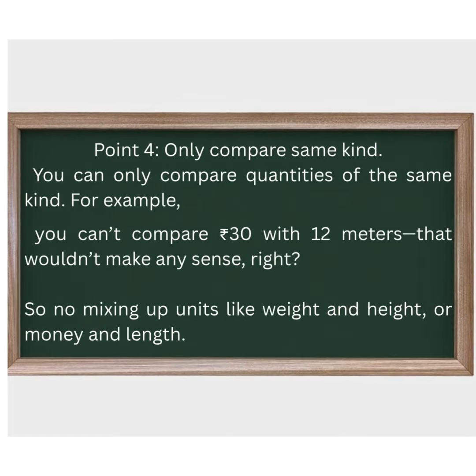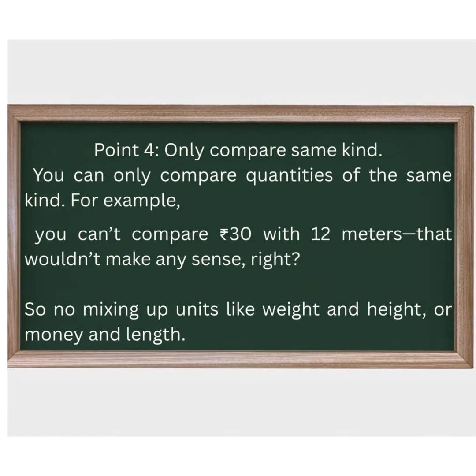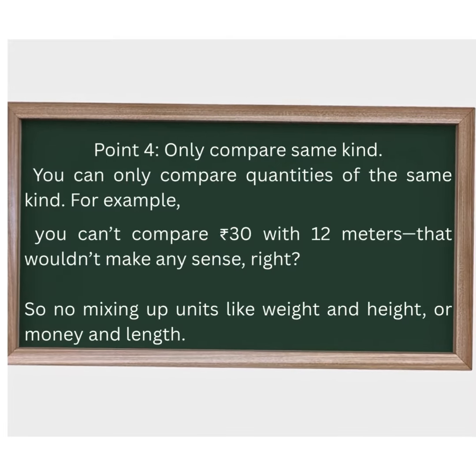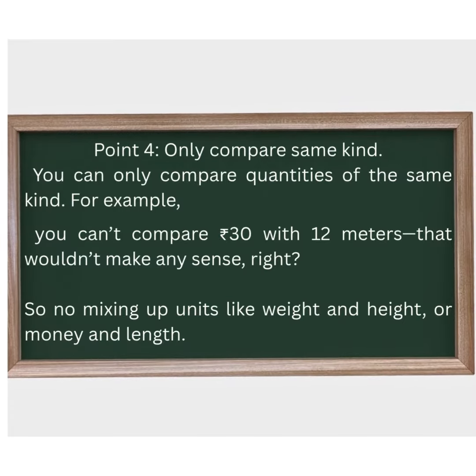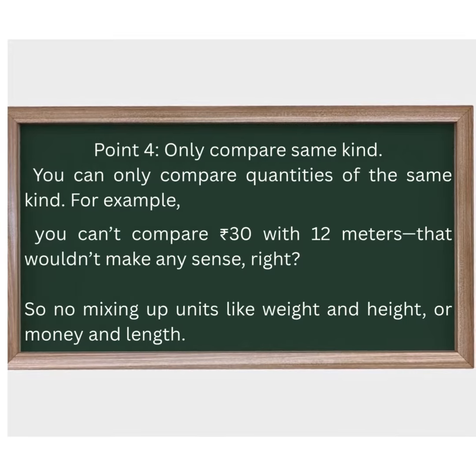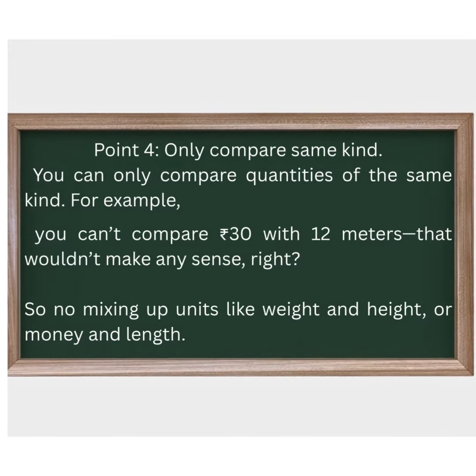Point 4. Only compare same kinds. You can only compare quantities of the same kind. For example, you can't compare 30 Indian rupees with 12 meters. That wouldn't make any sense, right? So no mixing up units like weight and height, or money and length.